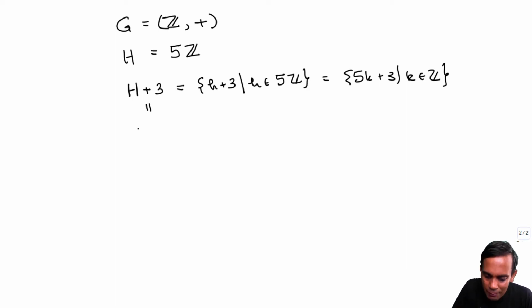And this is also the same as 3 plus H, because in this group of integers under addition, a plus b is b plus a. So addition is commutative. So whether I write 3 plus H or H plus 3, it's all the same. This is what's called an abelian group. Okay, let's look at a slightly more interesting example.